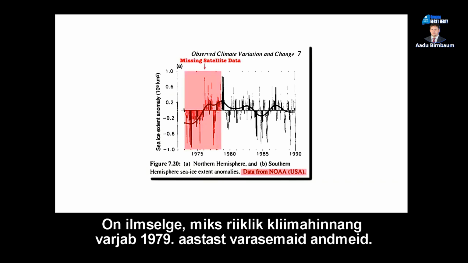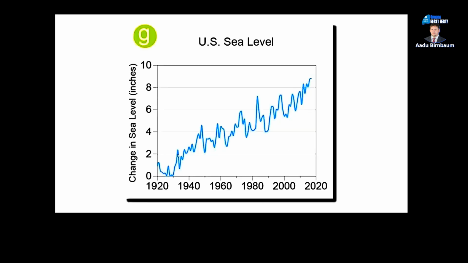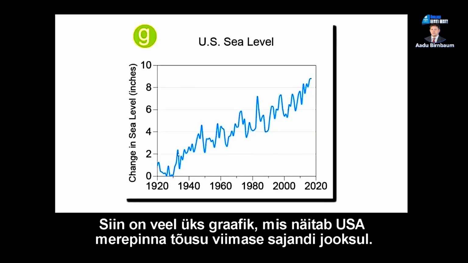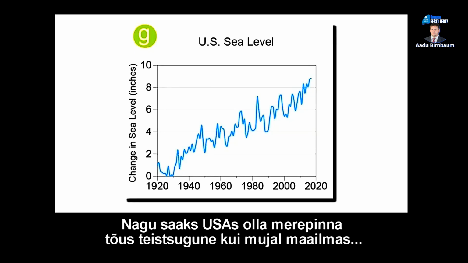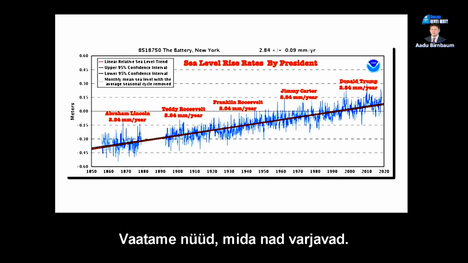It's pretty clear why the National Climate Assessment is hiding all the pre-1979 data, because it would wreck their linear downwards trend line. Here's one more graphic showing U.S. sea level rising over the past century, as if sea level around the U.S. could somehow be different than it is in the rest of the world. So now let's look at what they're hiding.